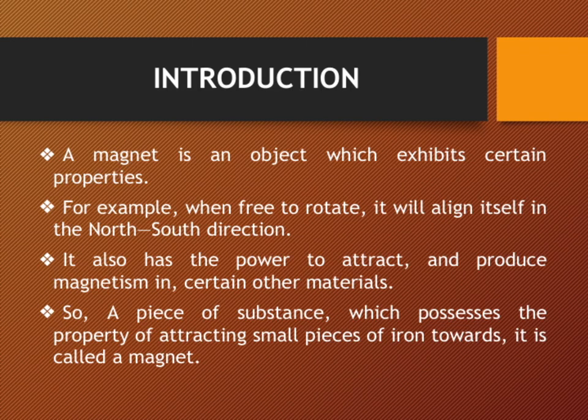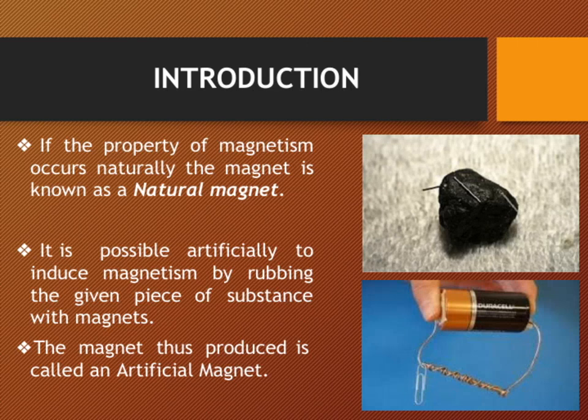A magnet is an object which exhibits certain properties. For example, when free to rotate, it will align itself in the north-south direction. It also has the power to attract and produce magnetism in certain other materials. So, a piece of substance which possesses the property of attracting small pieces of iron towards it is called a magnet.